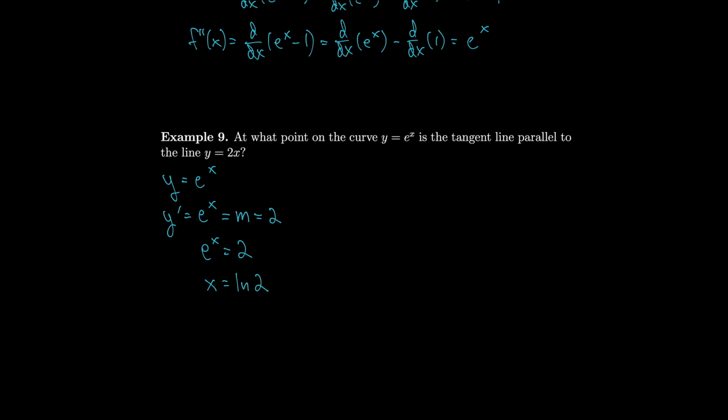That's half our point. We plug ln of 2 back in. So this tells us that y is equal to e to the ln 2. E to the ln cancels and gives us 2. So our point is an x value of ln 2 and a y value of 2.